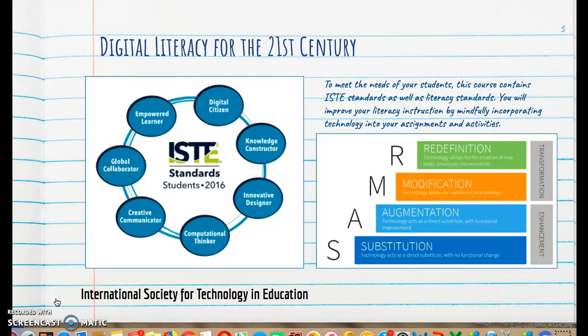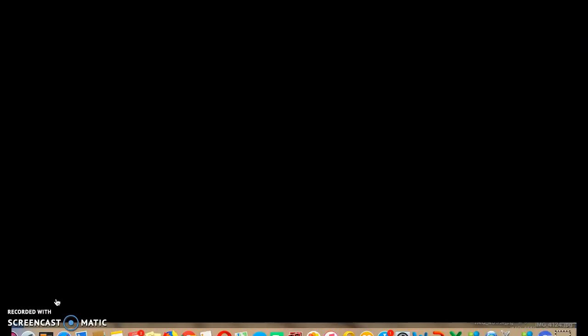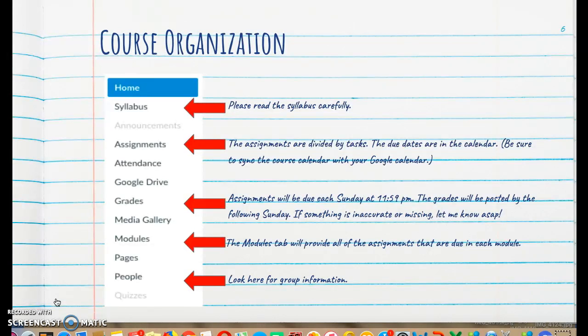This course also includes technology standards. For 21st century literacy, it is essential that teachers know how to substitute, augment, modify, and redefine their instruction to effectively include technology. The course organization can be found in the table of contents along the side of the home page. In addition, you should look at each of these sites carefully to see what is required, what you need to do, and how to contact myself and others in your group.